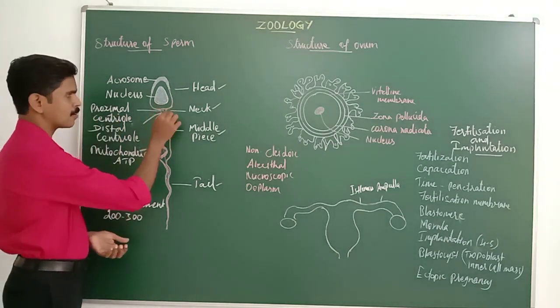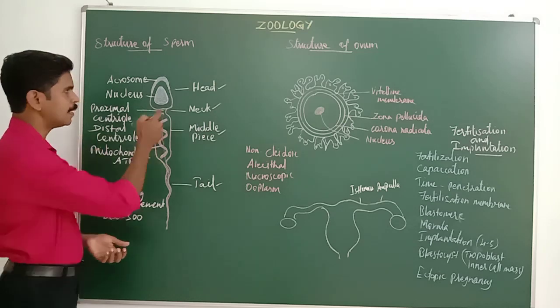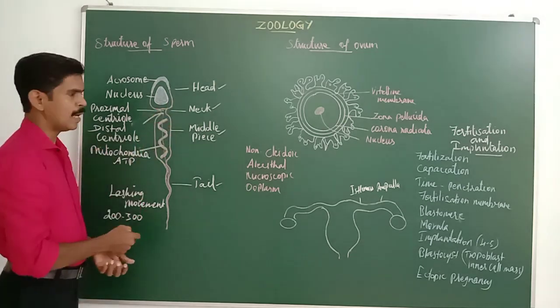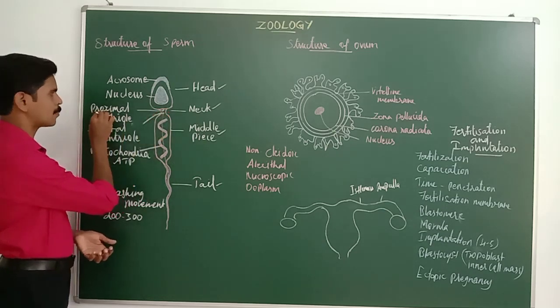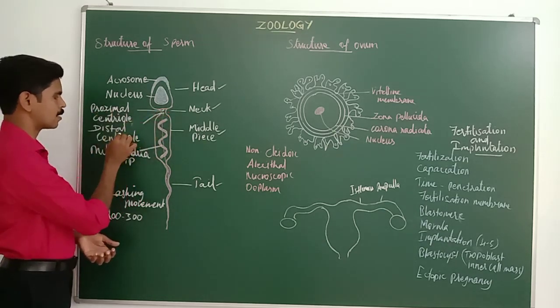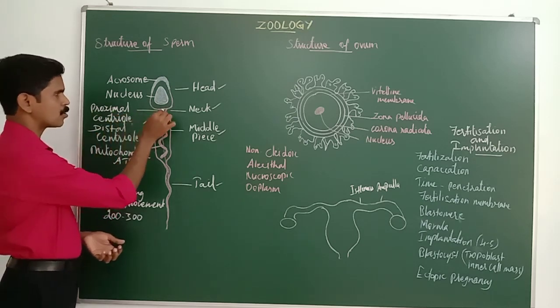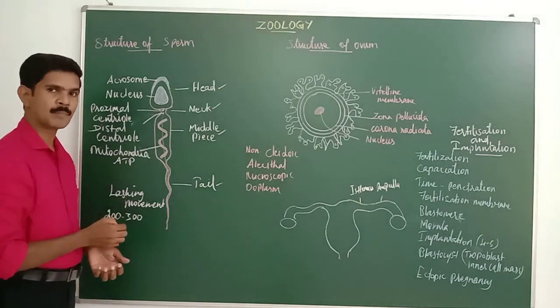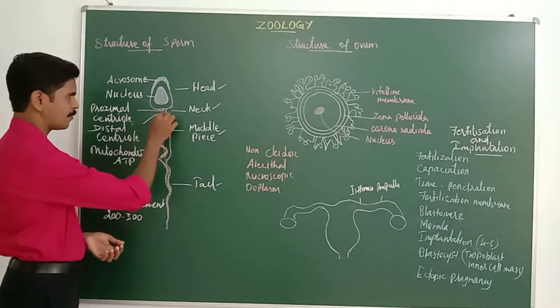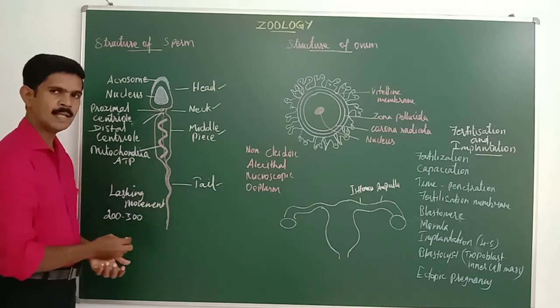Then the next region is called the neck region. This is the neck region. The neck region is a very short region present between the head region and the middle piece, and it consists of two important centrioles. One centriole is called the proximal centriole and the second is called the distal centriole. The proximal centriole is towards the nucleus, and the distal centriole forms a small structure called the axial filament. This is the axial filament. This axial filament runs up to the end of the tail.